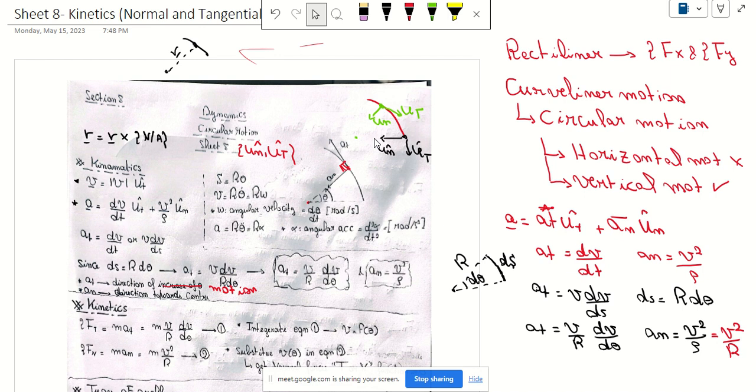Yes, sir. So the general formula was for when rho was variable according to where the particle is moving on this curve. Here we are talking about a circular path, and the circle always has a constant radius, so we can replace rho with r. Good. You got it, Mizan? Yes, sir. Okay, very good. Any other questions?